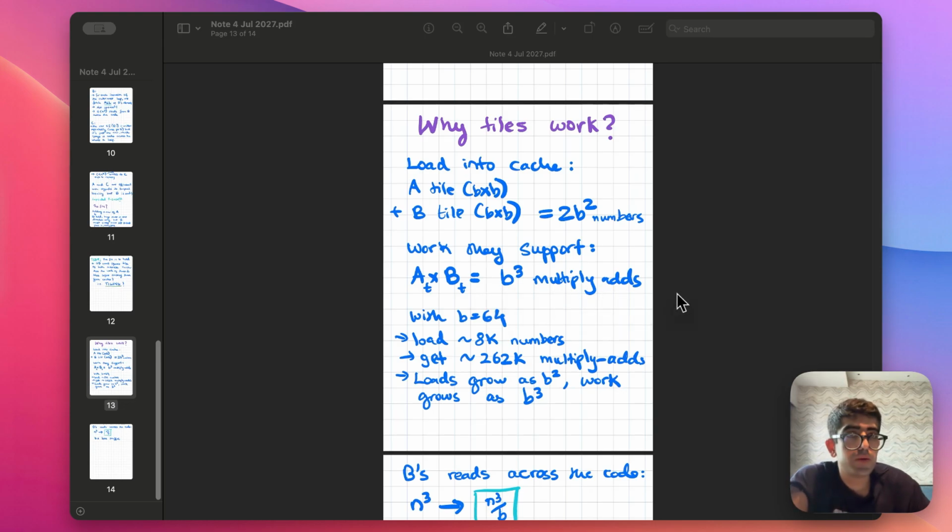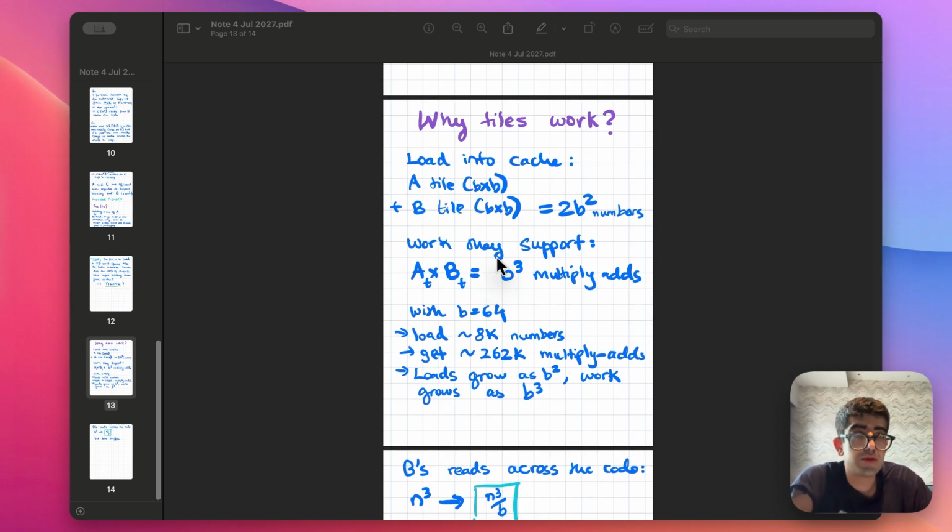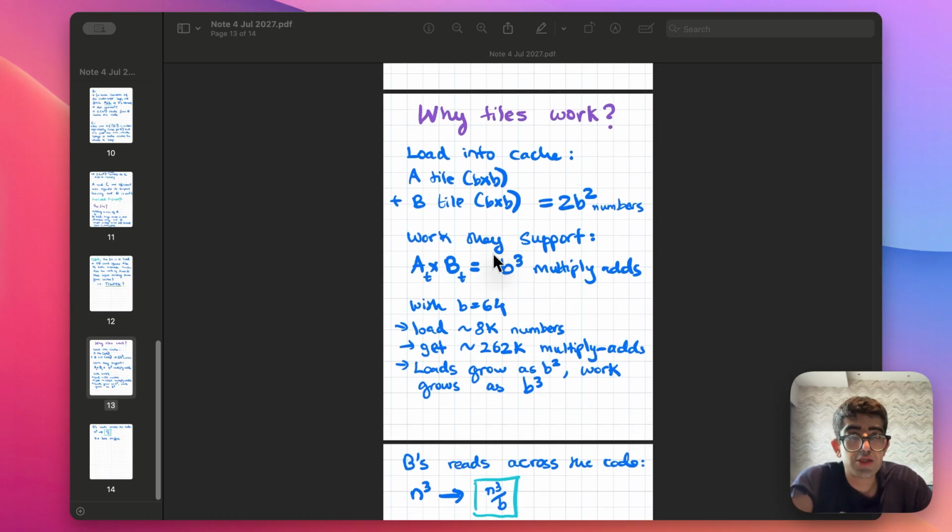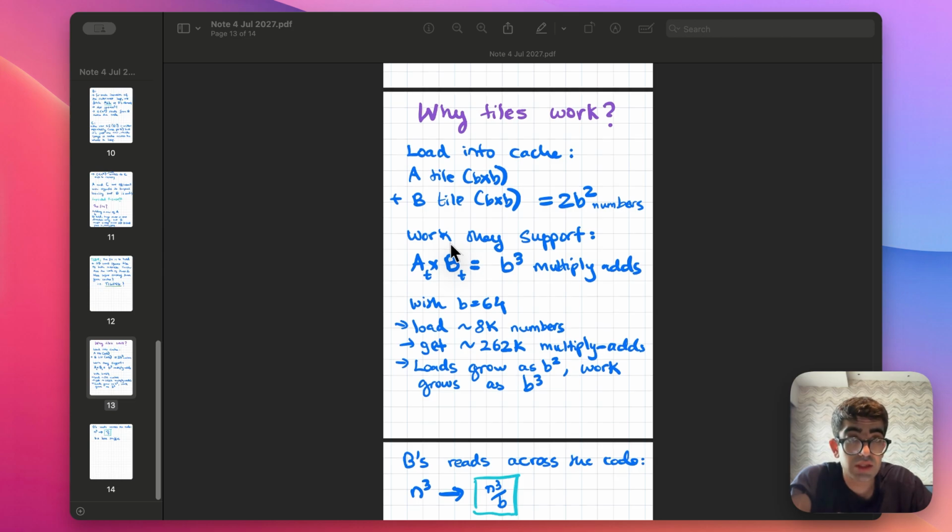So, what do two smaller tiles cost us? We have one A tile, which is B by B, and we have a B tile that is B by B. So, that's roughly two B squared numbers sitting in the cache. But how much work do these two tiles support? Every element of the A tile gets to multiply against B different elements of the B tile. So, that's roughly B cubed multiply adds just from 2B squared loaded numbers.